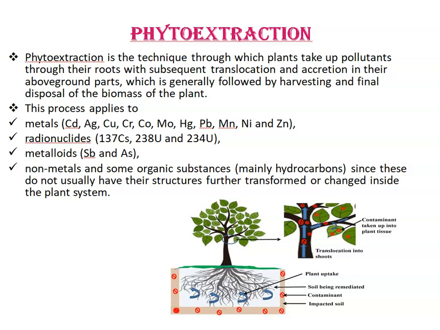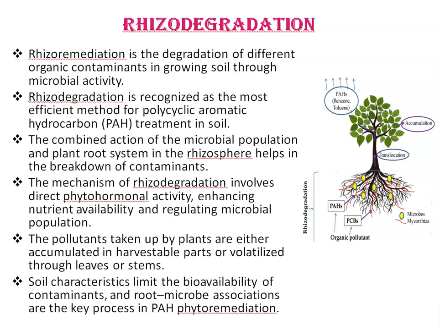Other factors like properties of the medium, then root zone, environmental conditions, chemical properties of contaminants, bioavailability of metals, and also chelating agent addition. Next mechanism is rhizodegradation. Rhizodegradation is the degradation of different organic contaminants in growing soil through microbial activity. I can see here the yellow colored dot-like structures are microbes, and these red thread-like structures are mycorrhiza near the roots of the plant species.